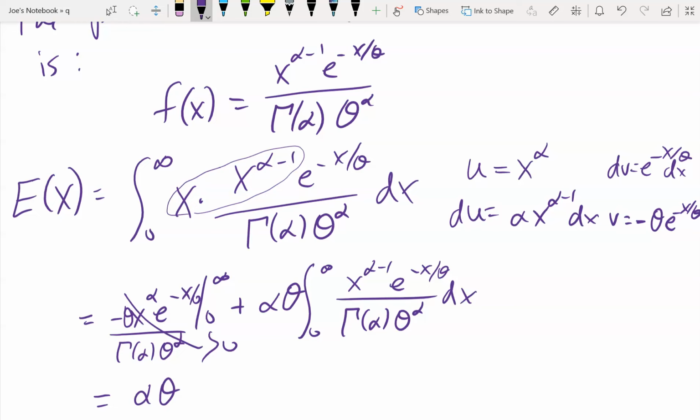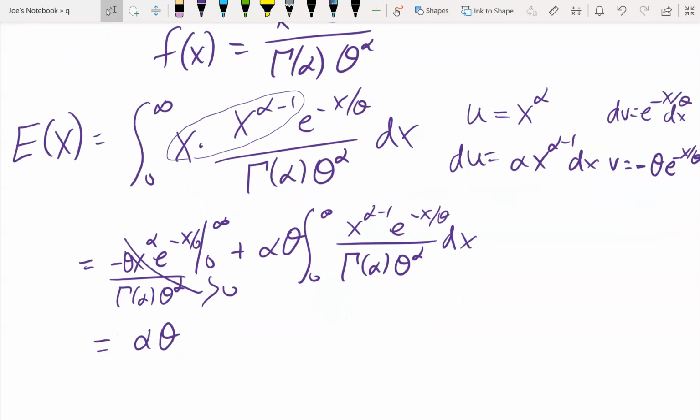Well, we expect theta until the first one. If there were 2 of them, waiting for the second occurrence, you would expect 2 theta. If there were 3 of them, you would expect 3 theta. In general, you expect alpha theta. The exponential distribution really is just a special case of the gamma distribution. The gamma distribution is an extension. So what would you think the variance is? Alpha theta squared, right?